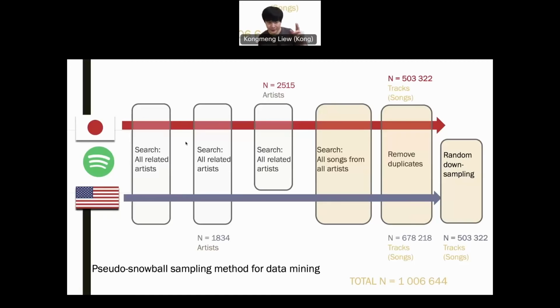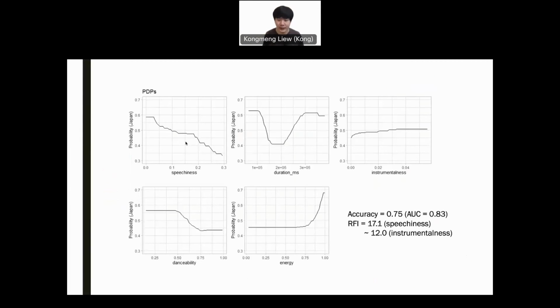And so what we did, we scraped all related artists through a pseudo snowball sampling method using Spotify recommendation algorithms. Then we ended up with about 1 million songs, 500,000 for each culture, that we fed into a machine learning model. And with an accuracy of 0.75, we managed to see a decent amount of difference. Then we took the top 5 variables, based on RBI, that we then looked at in the PDPs. Here we wanted to focus on emotion explanations, because our idea was to look at affect regulation, right?